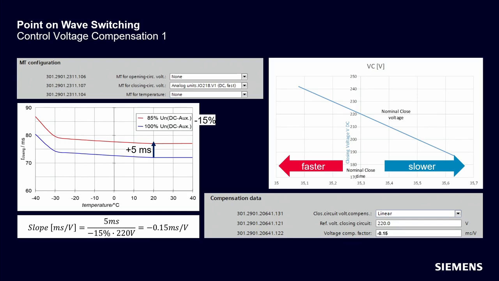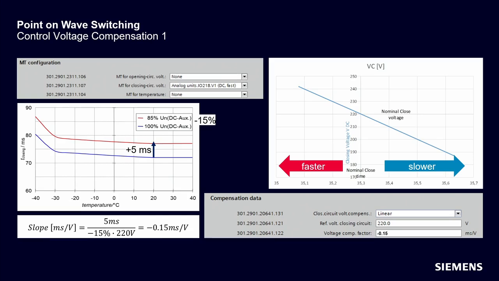In case of a linear compensation, the following equation on the bottom is used. Slope equals the delta time difference between extreme 85% closing time and nominal closing time divided by the voltage difference in percent multiplied by nominal voltage in volt. It's advisable to do the calculation at ambient temperature 20 degrees.